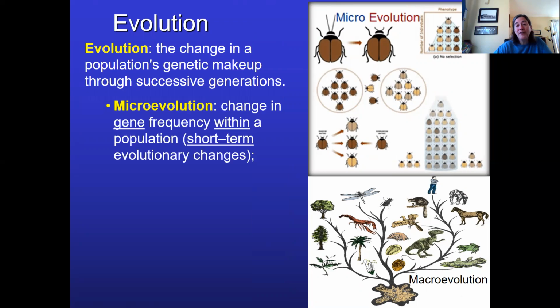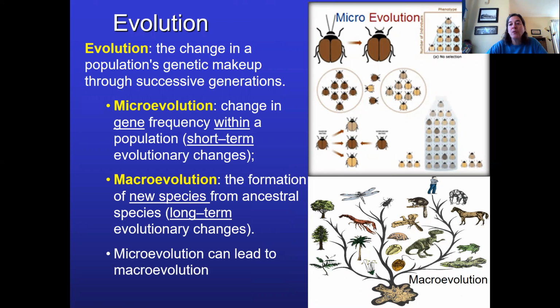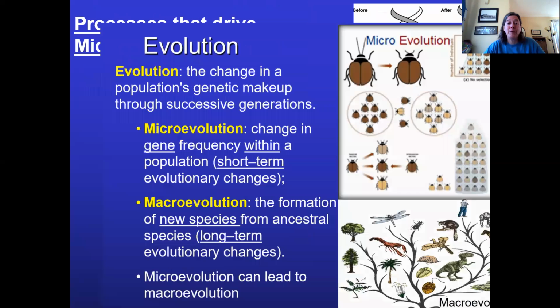Okay, so evolution. There are two different levels of evolution, is the way I like to look at it. Microevolution is what's going on at a gene level, and this usually produces short-term evolutionary changes. If you get enough of them, you can have macroevolution, which is the formation of a new species from some ancestral species. So microevolution is going to lead to macroevolution if you get enough of those changes taking place, so that what you have is reproductively isolated from the species that came before it.